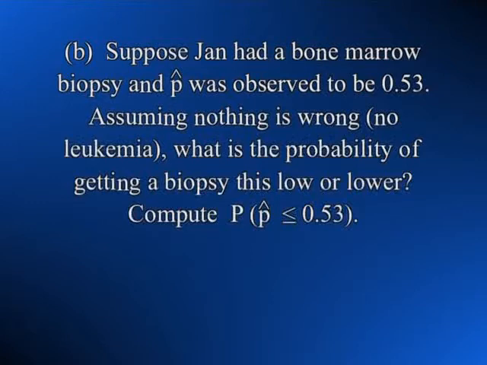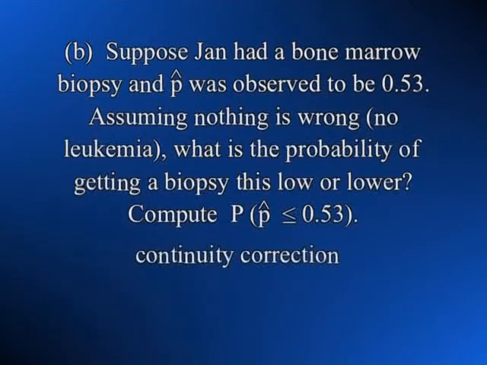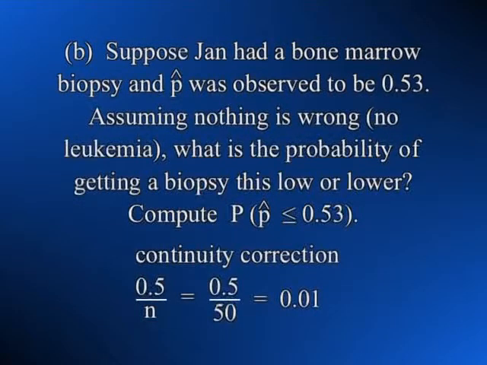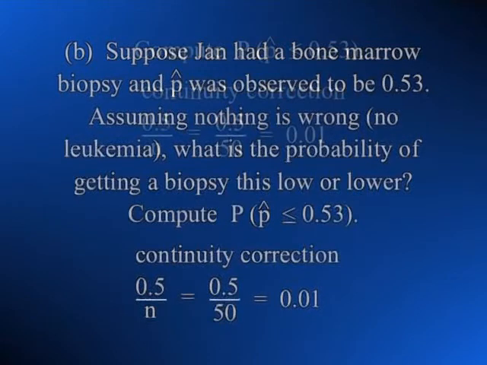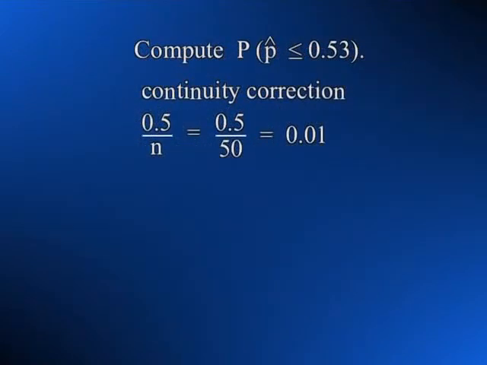Now, when we go from the p-hat idea to the x idea, that's where the continuity correction comes in. So the first thing we're going to do is calculate the continuity correction, and it's 0.5 over n. n in this case is 50, so the continuity correction is 0.01. Now remember, we were adding that on the right side and subtracting it on the left. Well, we only have a right side situation here where we have to do some adding.